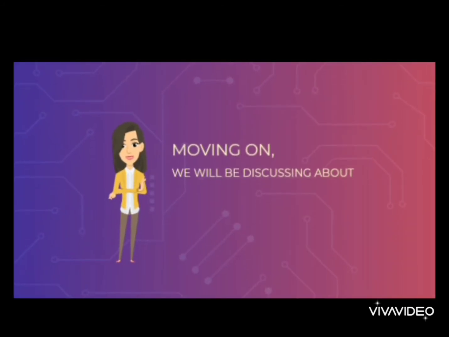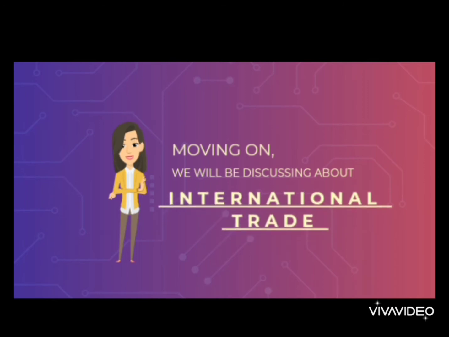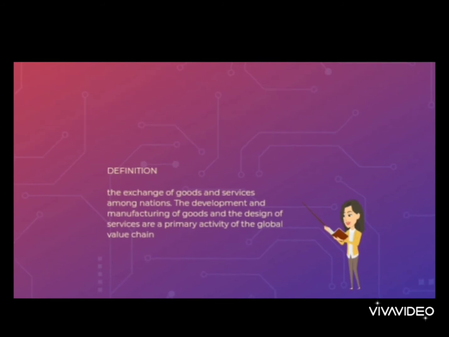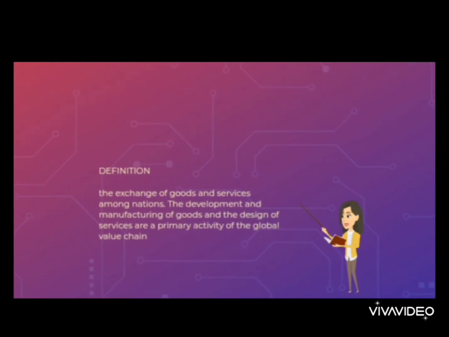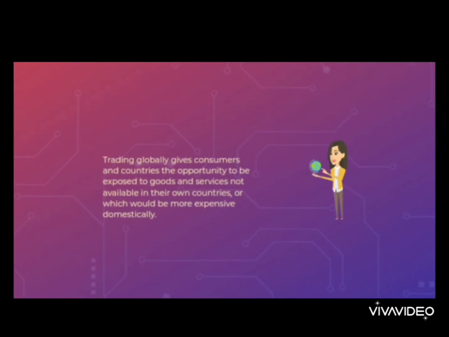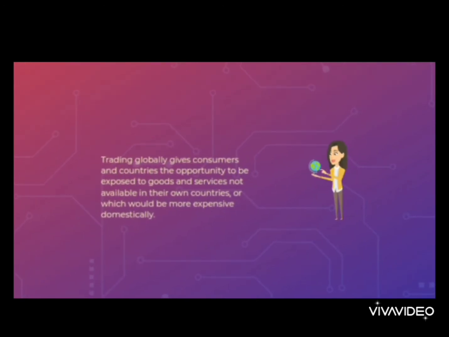Moving on, we will be discussing international trade. International trade is the exchange of goods and services among nations. The development and manufacturing of goods and the design of services are a primary activity of the global value chain. Trading globally gives consumers and countries the opportunity to be exposed to goods and services not available in their country or which would be expensive domestically.